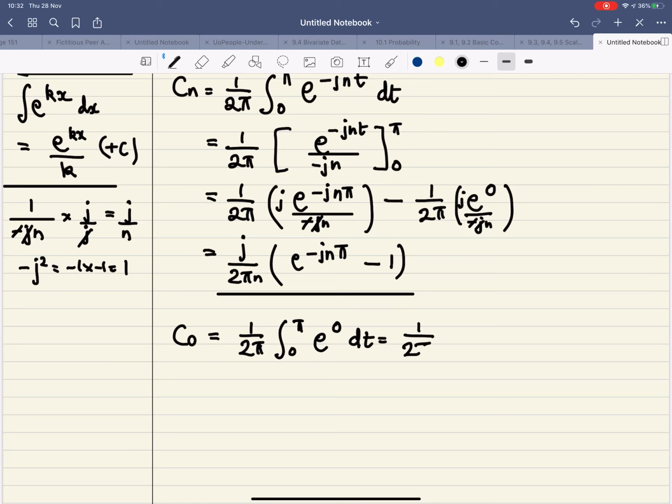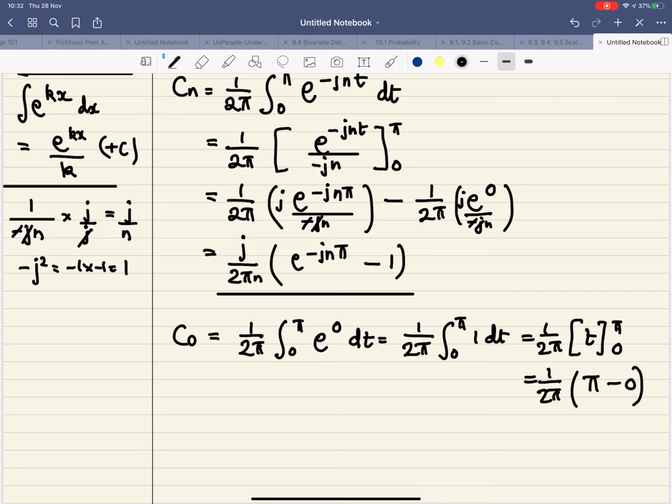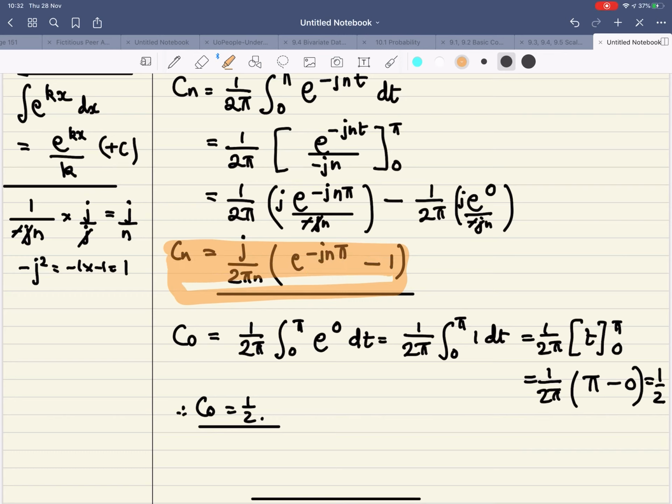So it's 1 over 2 pi integral naught to pi of 1 dt. 1 over 2 pi t from pi to naught. So it's 1 over 2 pi minus 0, and that is a half. So therefore C naught is 1/2. And just underline some of these answers and highlight them. So that's one of the answers that you need to give. There's another answer there.